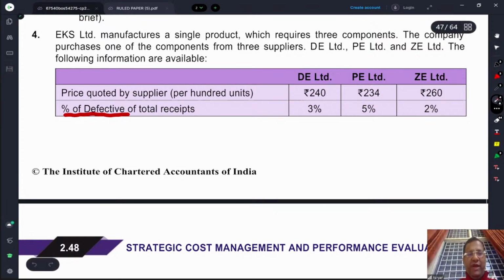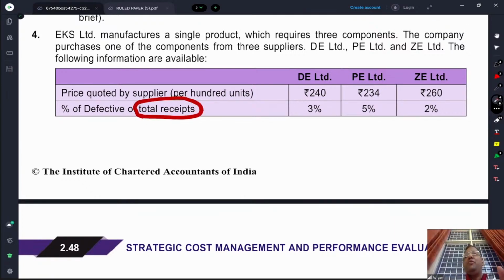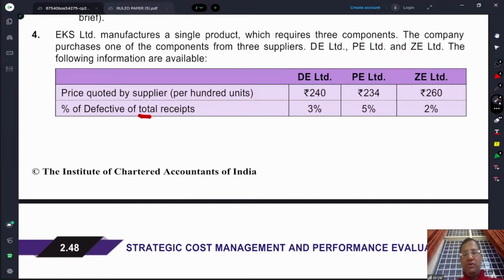Percentage of defective of total receipt. This is very, very important. Total receipt. जब भी आप defective का amount निकालेंगे, then that amount has been calculated on total receipt. जो percentage दिया है, ये percentage आपको total receipt पर apply करना है. Clear है? चलिए.